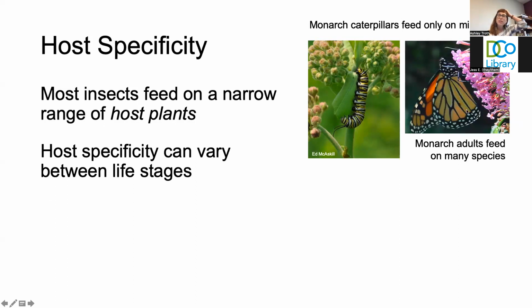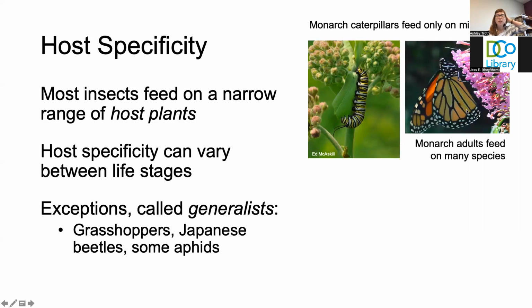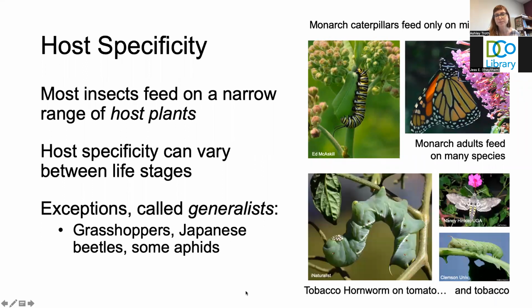Some of the exceptions, and these are the ones that can drive us totally nuts as gardeners, are the generalists. So this will be things like grasshoppers, Japanese beetles, some aphids. But even what we think of as some of our most annoying enemies in the garden, right? Something like tobacco hornworm. There's a couple of species actually, tobacco hornworm and tomato hornworm, but they all eat solanaceous crops, right? So they eat tobacco, tomato, pepper, and eggplant, and they don't eat other things, right?